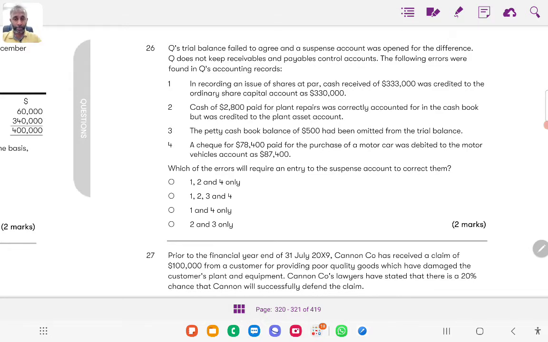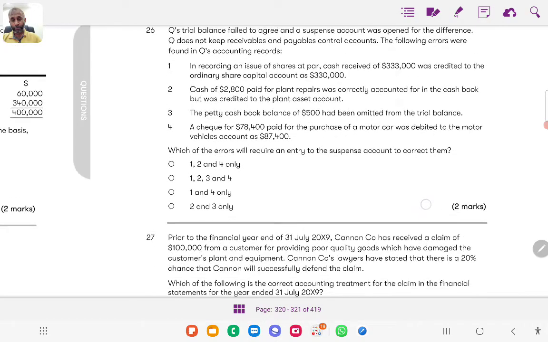Let's read the third one. The petty cash book balance of 500 had been omitted from the trial balance. If you omit any ledger balance in the trial balance, obviously the trial balance will disagree, and for that also we need a suspense account. Accordingly, number 3 is also a compulsory answer. In that case, option number 1 cannot be the answer. So the answer is the second option.